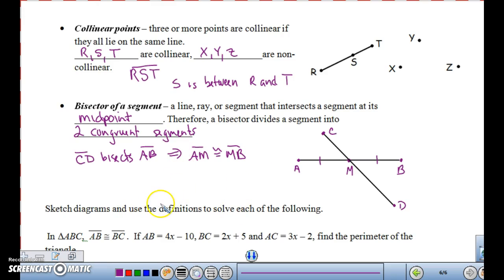Okay, so those are our basic definitions. You'll notice there are more notes here. For the following diagrams and problems, we're going to be working on these in class tomorrow. See if you can draw a sketch that we can use to work through each of these problems, and we'll do that in class the next day.